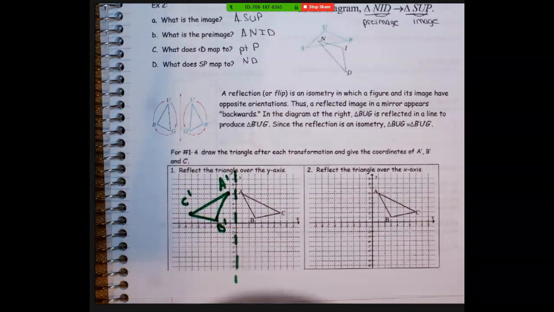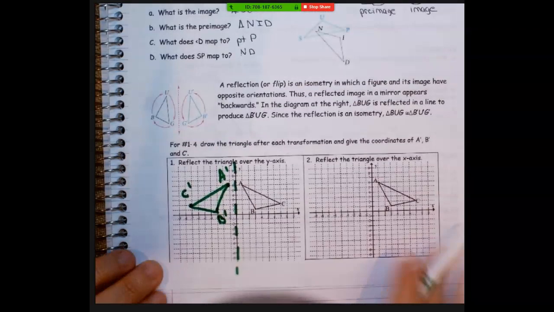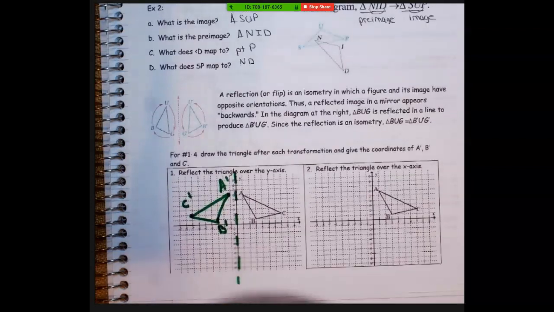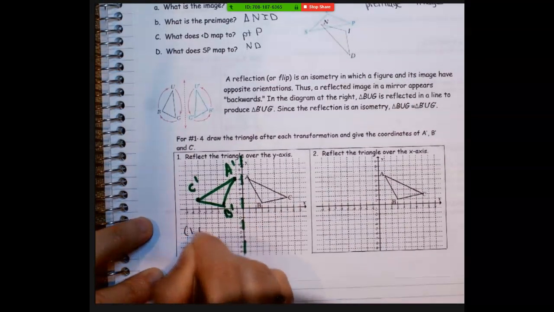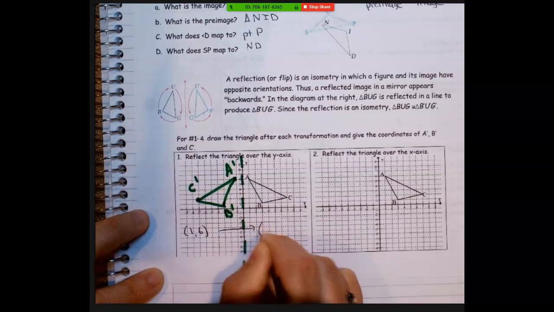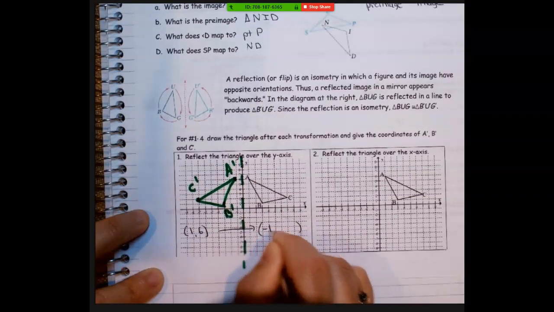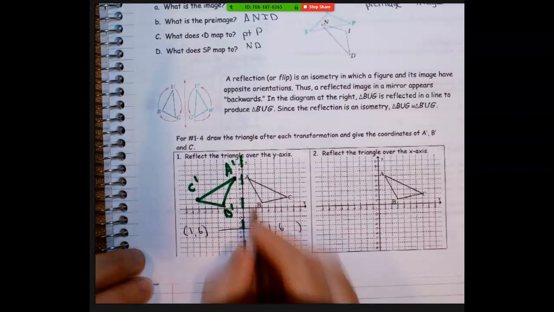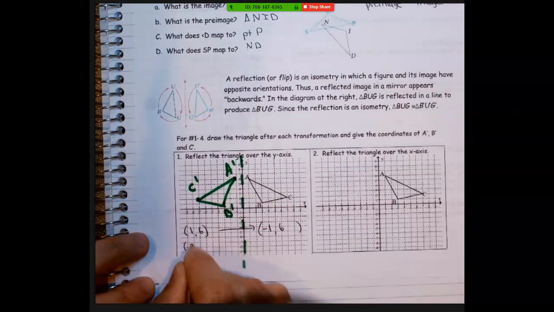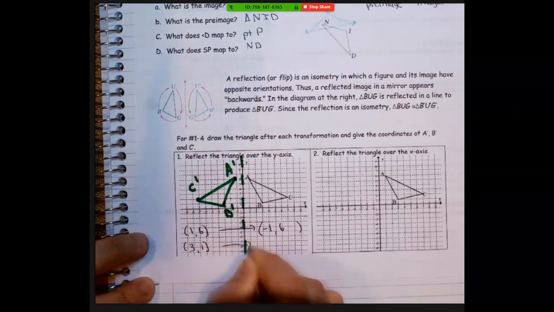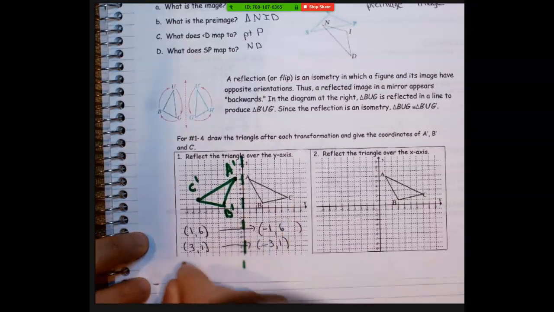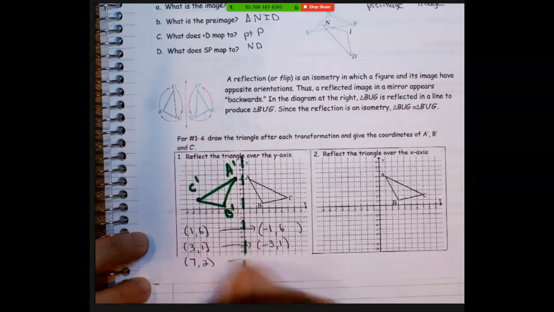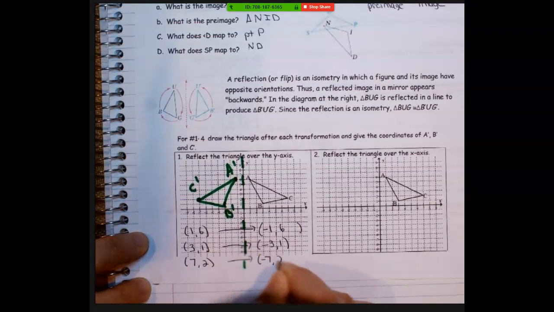Picture isn't great, but you kind of get the rough idea. What I also want you to notice is if you take a look at these points, and I think I better write it a little bit differently. Point A was 1, 6, and when I reflected it, it became the point -1, 6. Let's take a look at another point, point B. We had the point 3, 1. If you notice, when I reflected it, it became the point -3, 1. And C, we've got 7, 2, ended up being -7, 2.